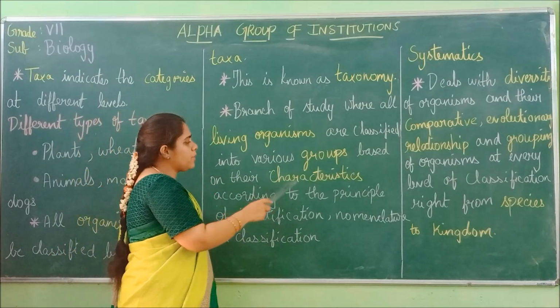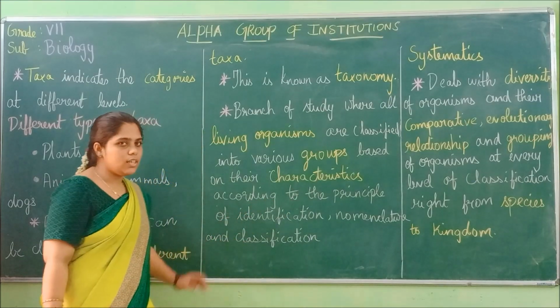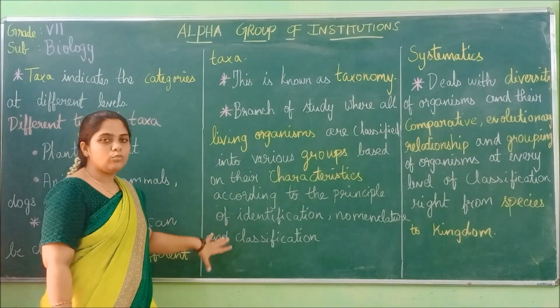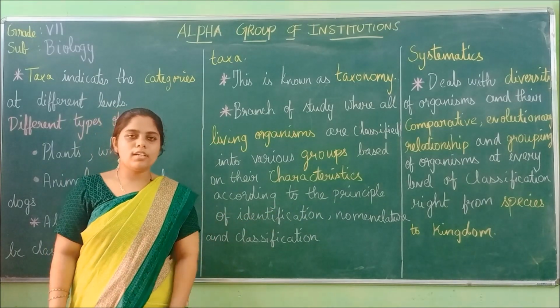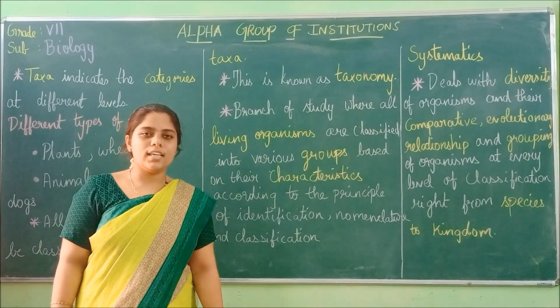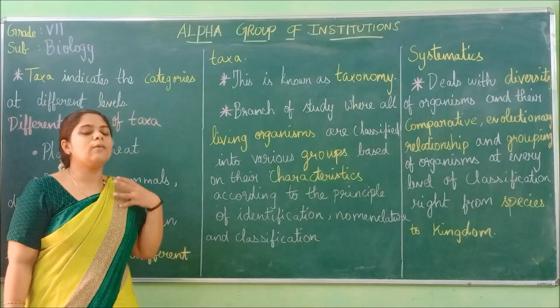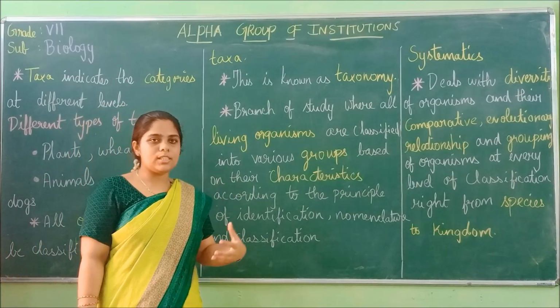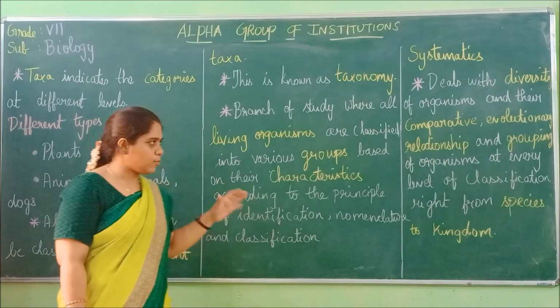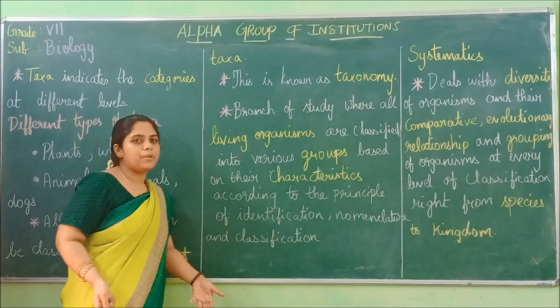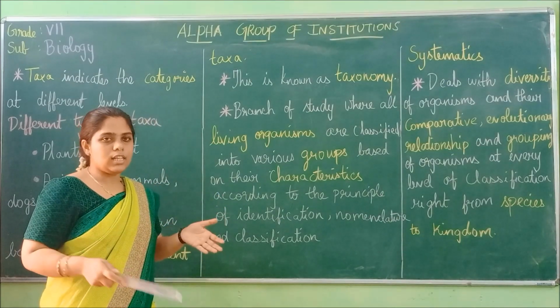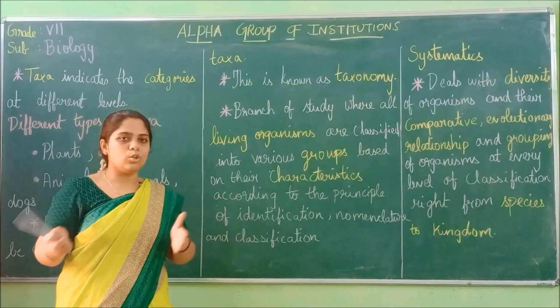So it is classified based on the characteristics and on the basis of some principles. Like we already saw in ICDN, ICCN, they have some accepted principles to classify the organisms. Likewise in taxonomy also, they have certain principles to classify all the organisms and group them.